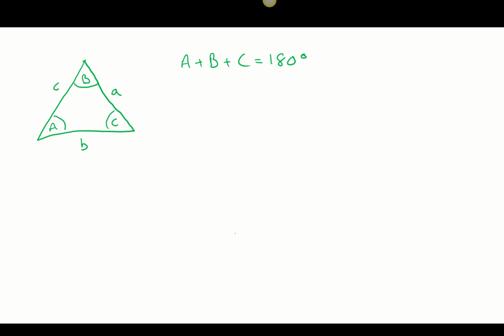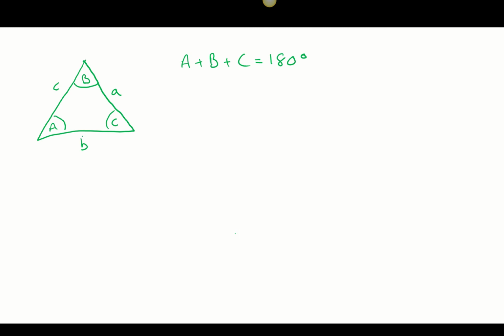You'll see the sides and the angles work in opposites. If you have the angle A, it's going to be opposite the side A. The angle B is going to be opposite the side B. The side C is going to be opposite the angle C, and we can use capital letters to denote the angles, and lowercase letters to show the sides.